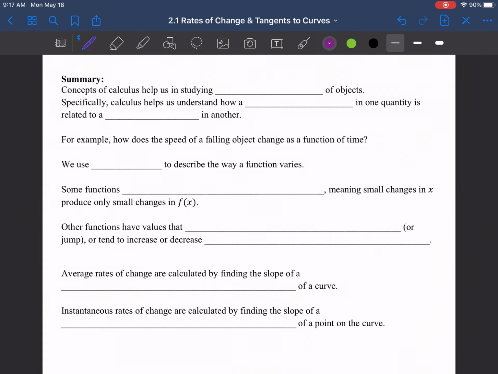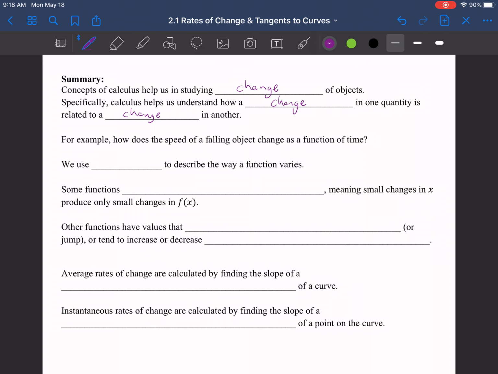So last thing, let's take a look at a summary of what we've done so far in our concepts of calculus. Concepts of calculus help us in studying change of objects. This was the big thing with calculus, is we got to look at things that weren't just staying constant all the time, but were changing. Specifically, calculus helps us understand how a change in one quantity is related to a change in another. So it's a lot about changing things. It's not that old static algebra where it was always staying the same. We can dive into how things change more adequately.